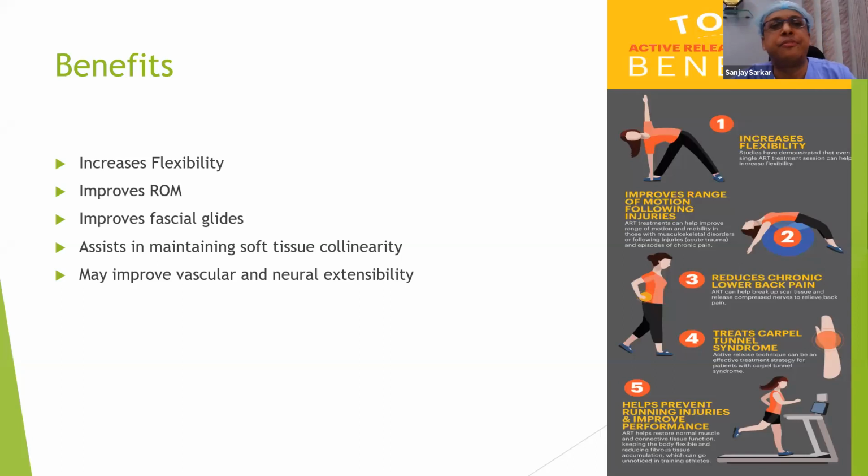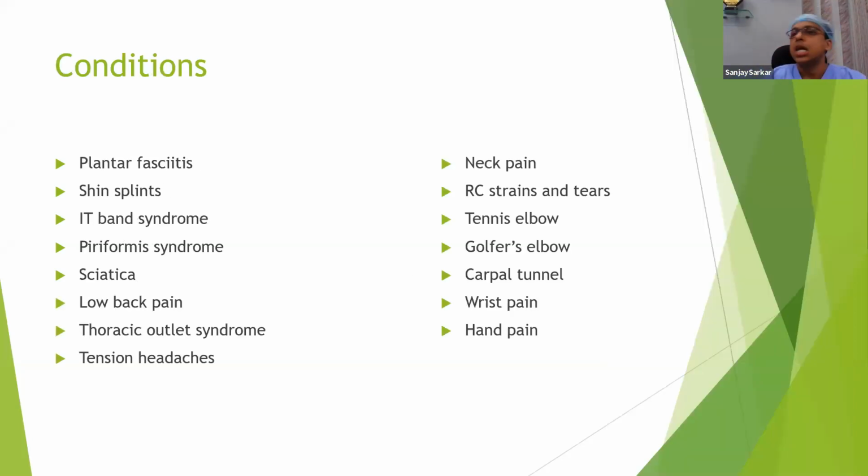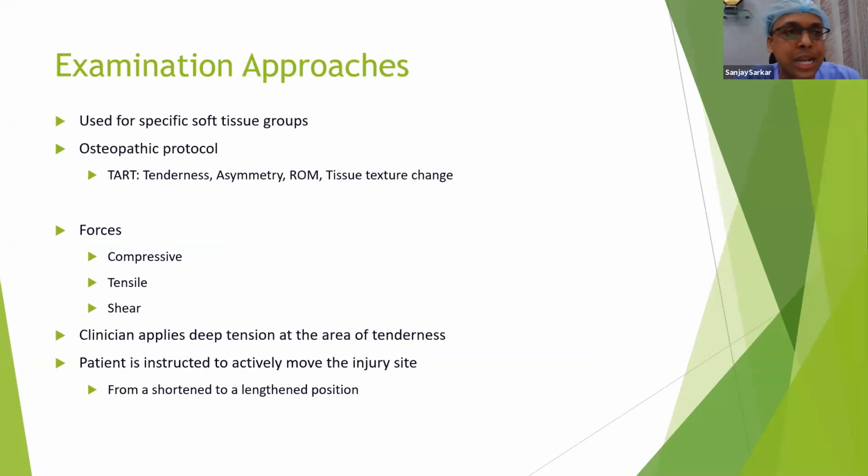And again, vascular and neural extensibility, it is obvious because vessels and nerves are entwined or intertwined with the adhesions and scar tissues. So when you release the scar tissue, the nerve flow, the pathway, the vascular pathway will also be released. Okay. All right. Conditions, you go ahead and read about it. I'm not going to talk about it because this is nothing different or new.